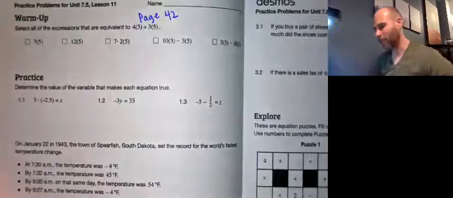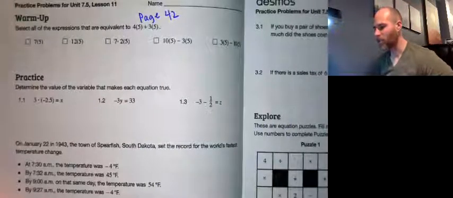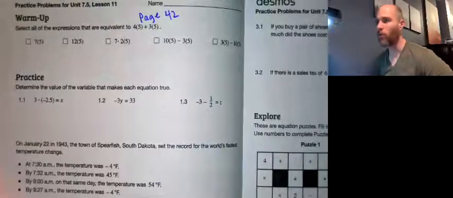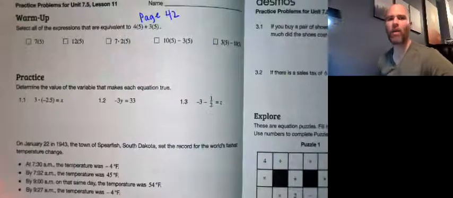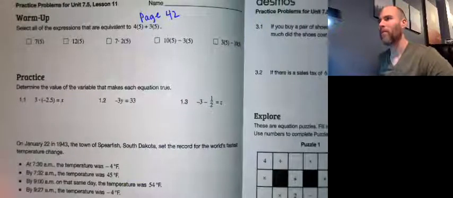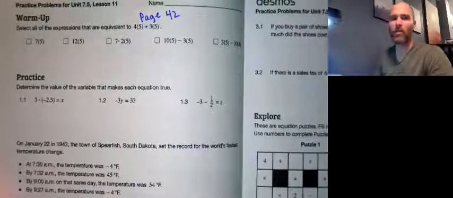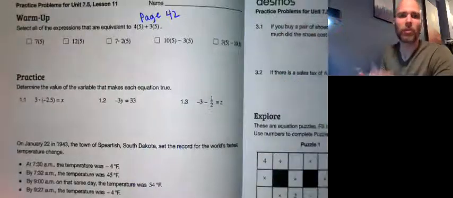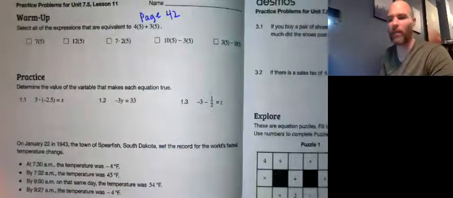It says, select all of the expressions that are equivalent to 4 times 5 plus 3 times 5. So all we have to do is evaluate this expression, and evaluate just means do the math and see what it equals. Once we know what this one equals, we'll evaluate all the other expressions and pick the ones that equal the same thing.